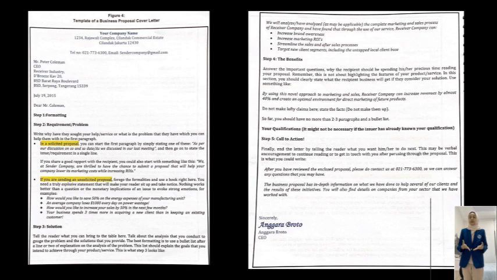In the first paragraph, write why they have sought your help or service, or what problem they have that you can help them with. In a solicited proposal, you can start the first paragraph by simply saying one of these: "as per our discussion," or "as we discussed in our last meeting," and then go on to state the issue and the requirement in a single line.